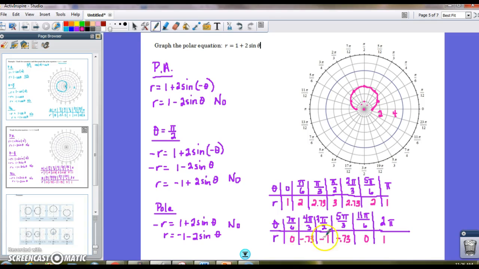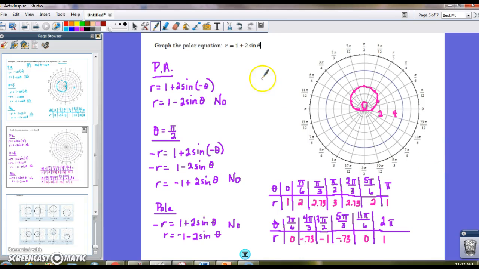If you go down to the next row of the table, at 7 pi over 6, I'm at 0. So I come around like this to here. It comes around like this. And then at 4 pi over 3, I'm at negative 0.73. So 4 pi over 3 is down here, but the negative flips me over the pole. That's why these three dots here are above the polar axis, because these three numbers are negative and those flip us over the pole. So what happens is we end up with this inner loop, and that's what our graph looks like.